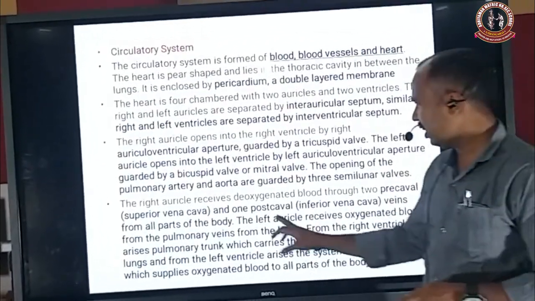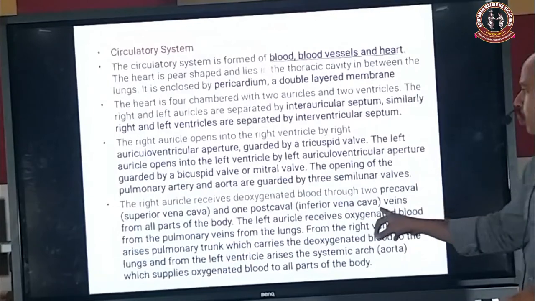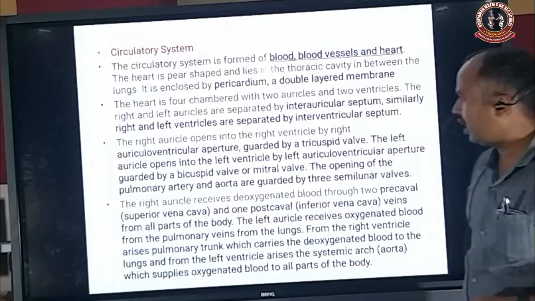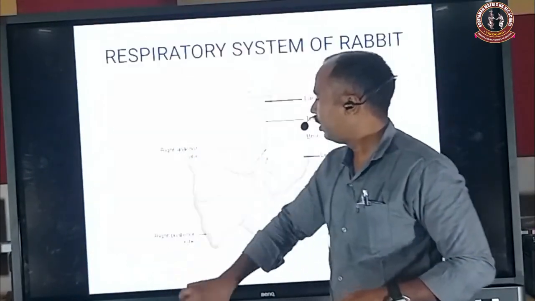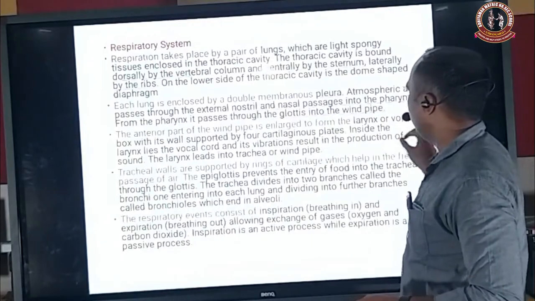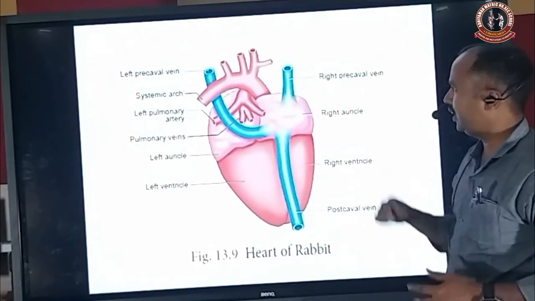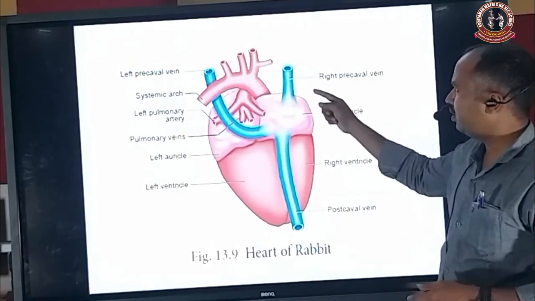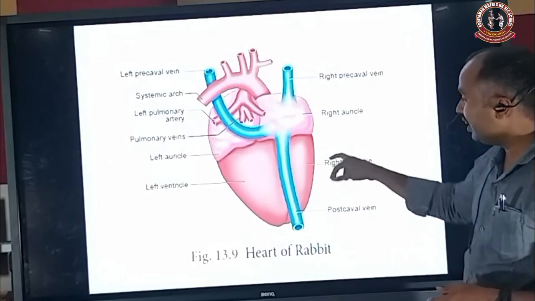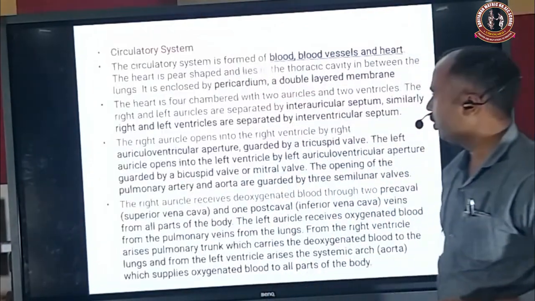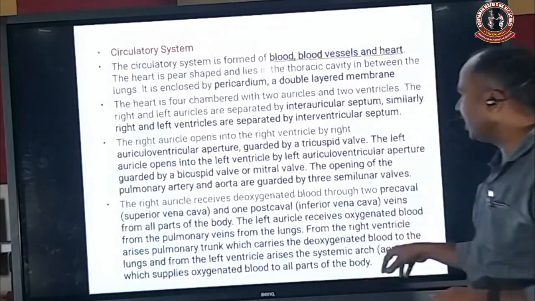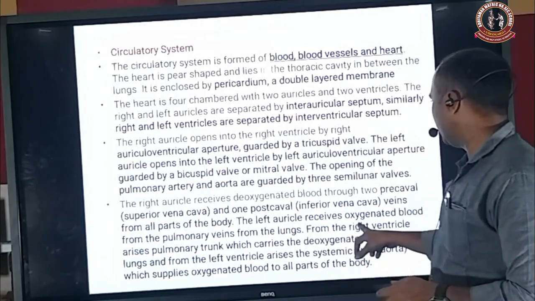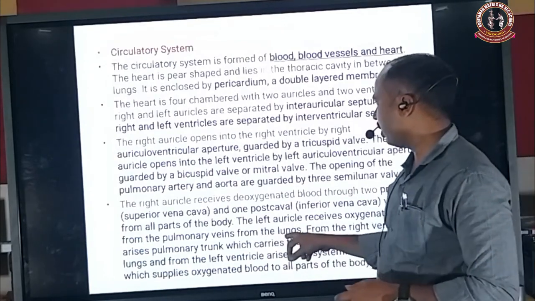So only the right auricle receives the deoxygenated blood through the two pre-caval veins, the superior vena cava, and the one post-caval vein, the inferior vena cava. Okay, so the heart receives the deoxygenated blood through the superior vena cava and the right pre-caval vein, and the post-caval vein. Okay, and then the left auricle receives the oxygenated blood from the pulmonary veins, from the lungs.